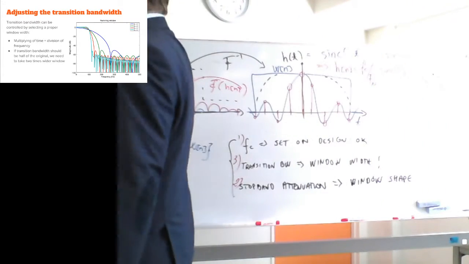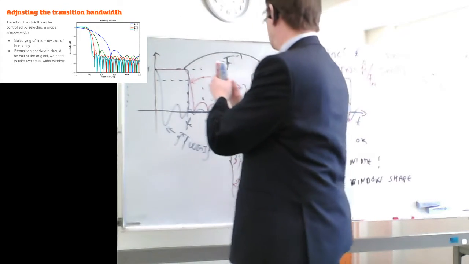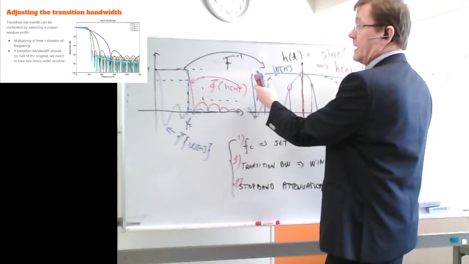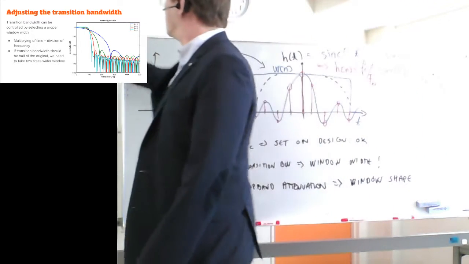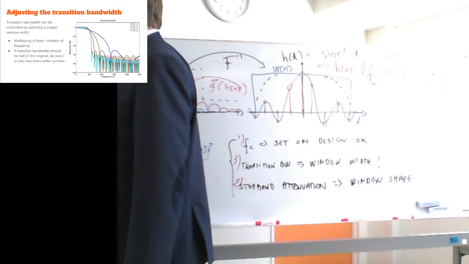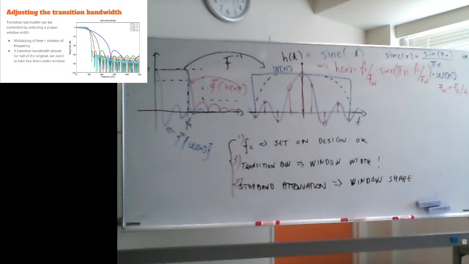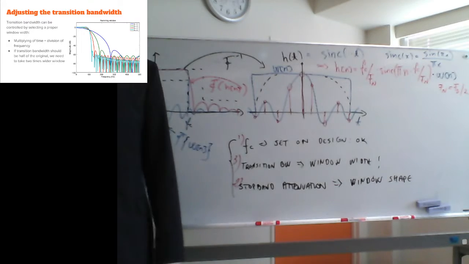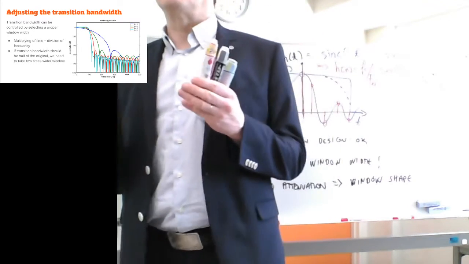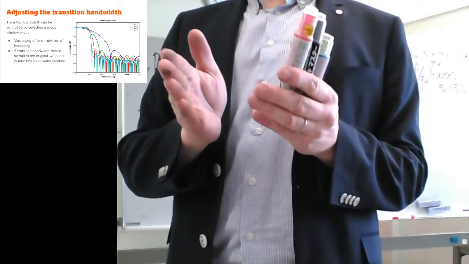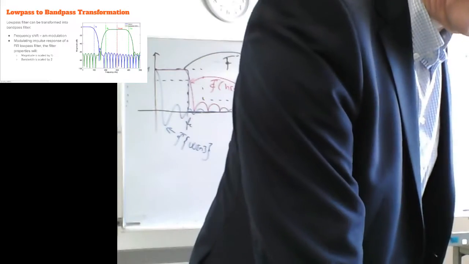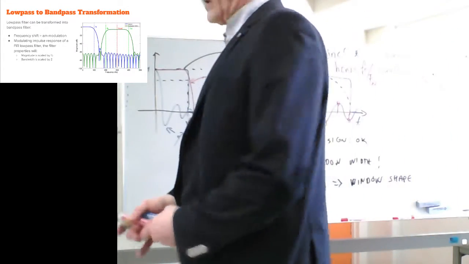Then this is the effect of the transition bandwidth. I have just now changed the N, meaning I'm changing the width of the window. So 11, 21, 41, 81, and the transition bandwidth goes all the time narrower and narrower. The transition bandwidth adjustment is very simple. If you need half of the band, you just double the number. If you need 1/10 of the transition bandwidth, you need 10 times more points.